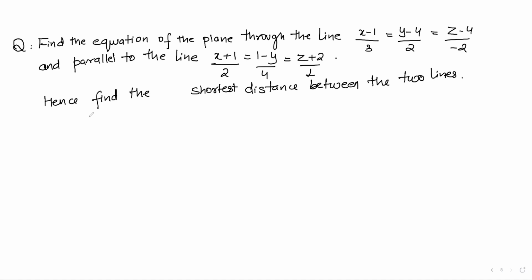The equation of the plane is not correct. Please again check the answer. Answer will be 6x plus 7y plus 16z is equal to 98. Okay, please check again. This is y minus 1. Take the standard formula, so please convert this into the standard form.